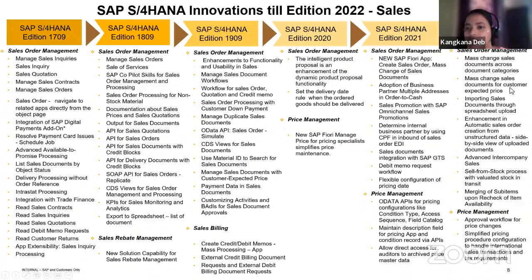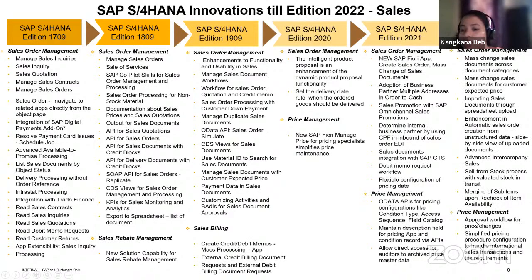In the latest 2022 release, we have some important innovations, like automatic creation of sales order through unstructured data and the side-by-side view of the uploaded documents. We have advanced intercompany sales, which enables you to have intercompany sales between two entities, even if they are in different countries. And then we have a self-form stock process with value-added stock in transit, merging of sub-items upon recheck of item availability, along with quick access for mass change of different sales documents across the document categories through a single screen.